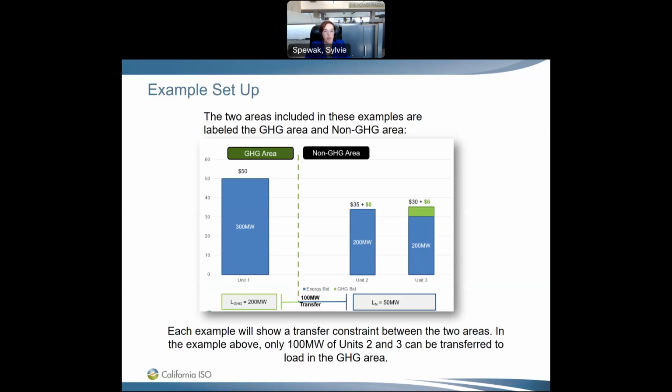So the 2 areas that we'll look at in these examples are labeled the GHG area and the non-GHG area. Each example will show a transfer constraint, and that's labeled at the bottom. In this example, it's a 100 megawatt transfer.